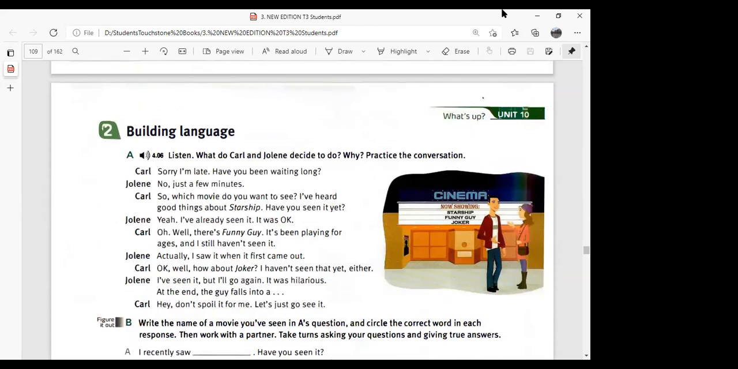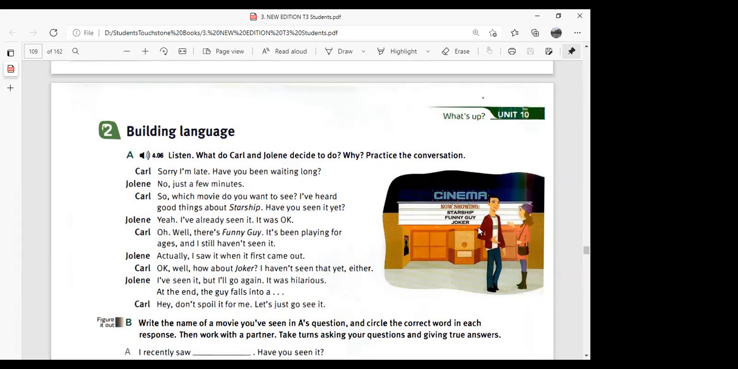Okay, let's see. Do you see the picture here? Yes, teacher. Okay. Felix, can you tell me what you see here in the picture? Can you describe? It's a guy and a girl, and they go to the cinema. Yes, they're in a cinema. Yes, they are talking.